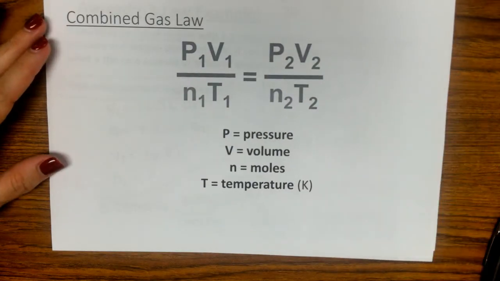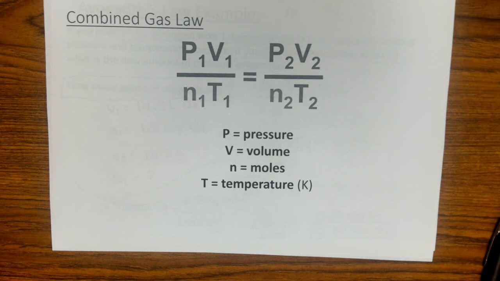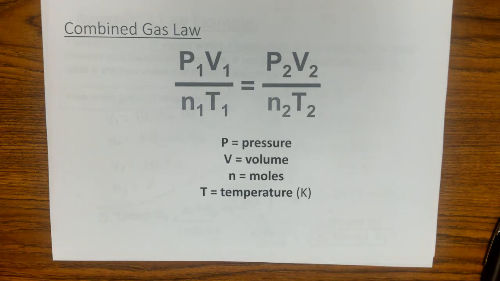And this is the equation. I'll let you write this down for a second, but this gas law is all of them put together: pressure, volume, moles, temperature. And it looks really big and really scary. The hardest part of the combined gas law is honestly listing your variables and making sure you get everything in the right spot. And so you would use the combined gas law when you have multiple variables changing.